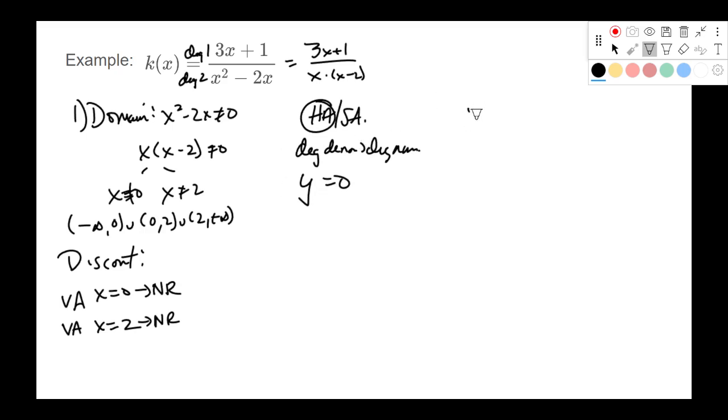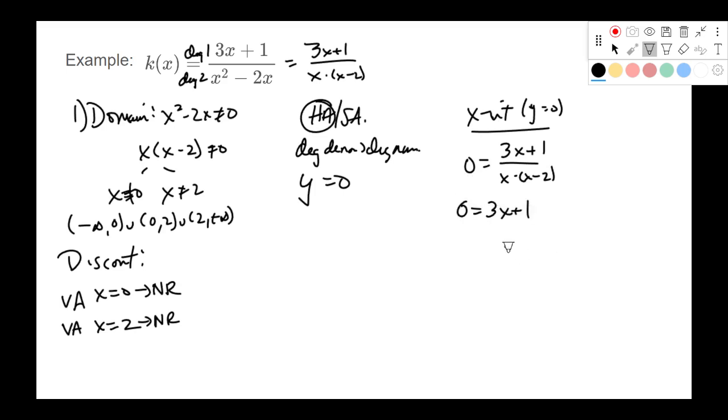Okay? All right, let's find my x-intercept by making y 0. And again, it doesn't matter which function you use. You could use the original one or the one that you factored. The x times (x minus 2) will cross out if I multiply by it. So I end up with 0 equals 3x plus 1. So x comes out to be negative 1/3. There's going to be an x-intercept at negative 1/3, comma 0.